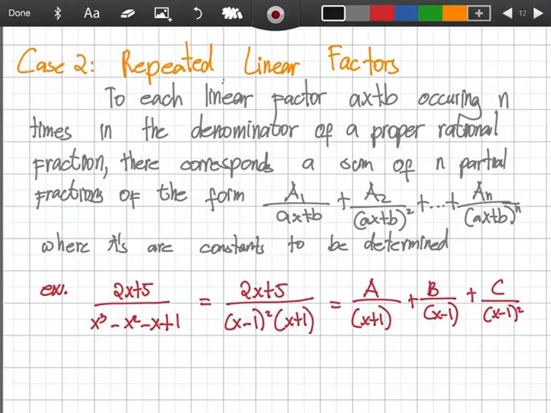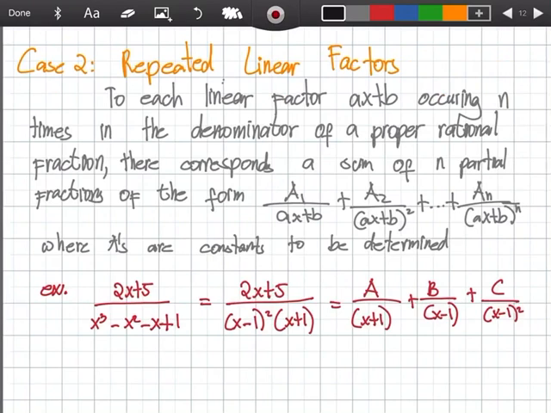For case 2, repeated linear factors, to each linear factor ax plus b occurring n times. In case 1, the factor ax plus b occurs once, while in case 2, it occurs n times in the denominator of a proper rational fraction. This corresponds to a sum of n partial fractions of the form A sub 1 over ax plus b, plus A sub 2 over ax plus b squared, until A sub n over ax plus b raised to n, where the A's are constants to be determined.